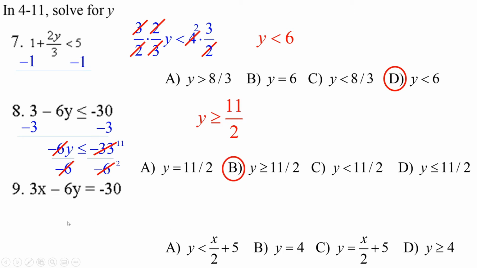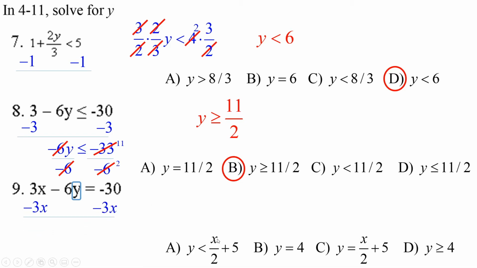All right. Now we have a literal equation right here. We're still solving for y. So the first thing we have to do is get rid of those 3 x's. So above, we subtracted 3. Here, we're going to subtract the 3 x's to isolate that y right there.